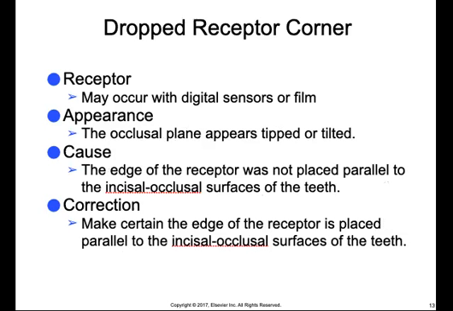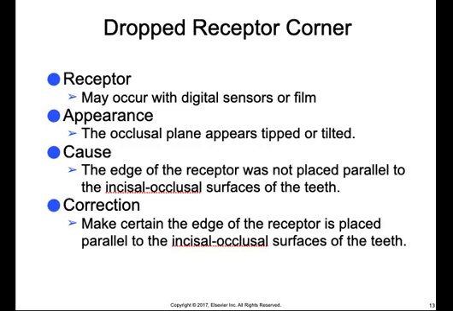So a dropped receptor corner can happen with a digital sensor or film. And this is when the occlusal plane appears tilted or tipped. The cause is that the edge of the receptor was not placed parallel to the incisal occlusal surfaces of the teeth. So a corner of the receptor may slip or drop if the patient is not firmly closed on the bite block.